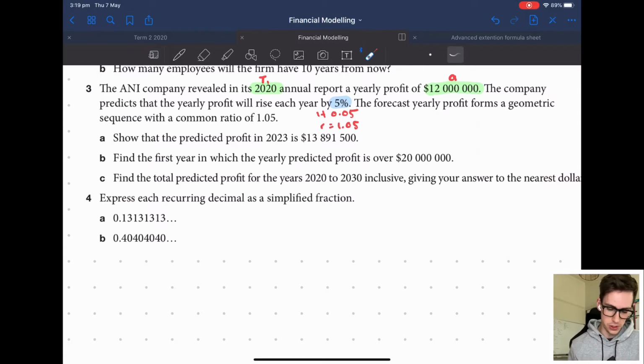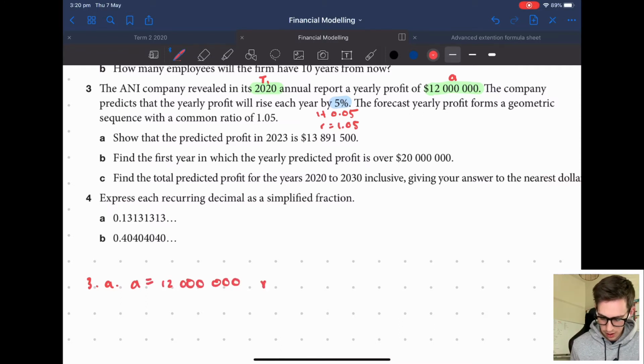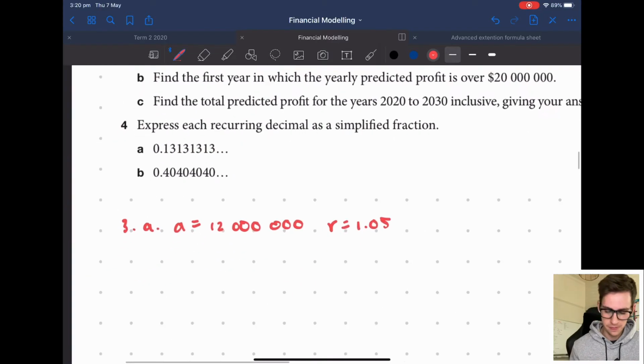So for part A, we want to show that the predicted, now they've given us the answer, and to show that, you need to get there yourself. Okay, it's just a check, like having the answers in the back of a textbook. Show that the predicted profit in 2023, now not the total over a period of time, this is just in 2023, is this. Okay, let's start there. Now, I know that A is this 12 million. I know that R is 1.05. The trick with this question is actually figuring out the number of the term for the date. I'll show you what I mean.